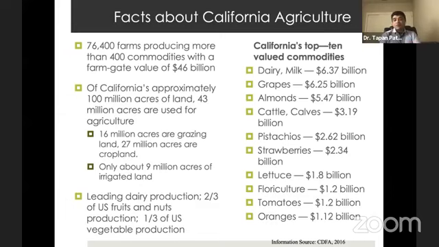If we look at the top 10 most valued commodities in California, dairy is on top with more than $6 billion. Grapes is second with $6.25 billion, followed by almond, cattle and cows, pistachios, strawberries, lettuce, floriculture, tomatoes, and oranges. Some of those commodities do vary year to year, depending on their values. But roughly, these are the top 10 most valued commodities in California.